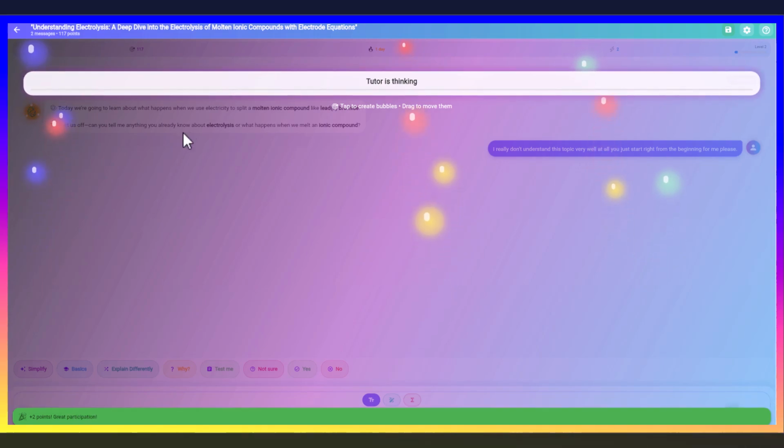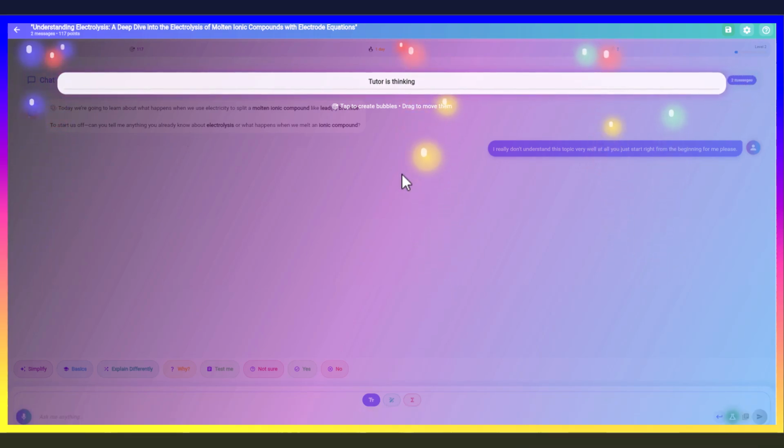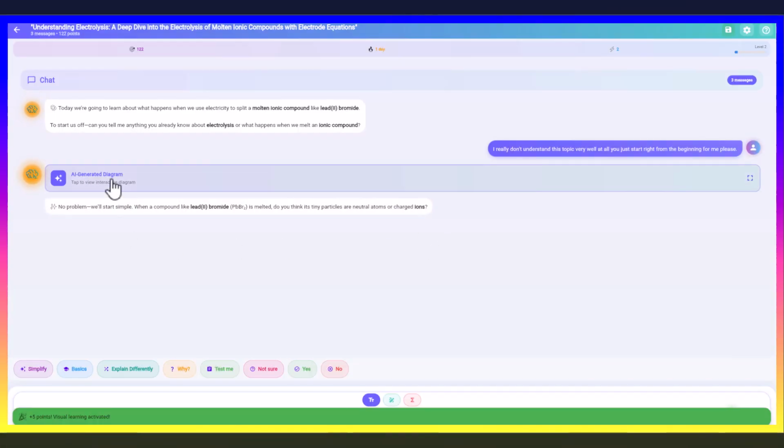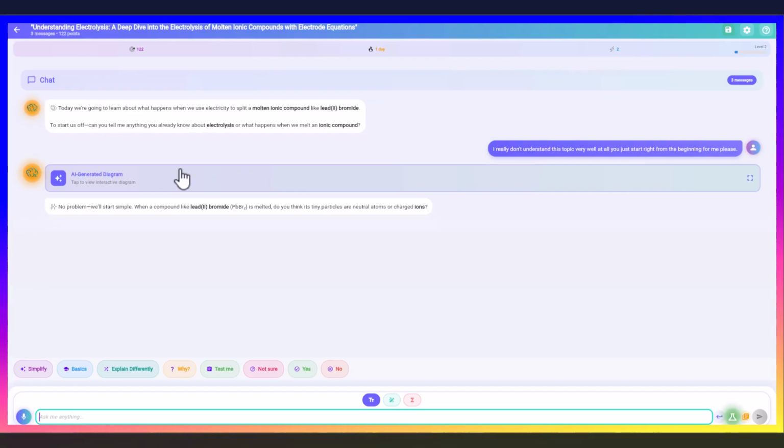So the first time it runs on any lesson, or most lessons, the tutor goes off and looks for a drawing that it's created, and in this case it has, so no problem. We'll start simple. When a compound like lead-2 bromide is melted, do you think its tiny particles are neutral atoms or charged ions? And what's the picture it's got?